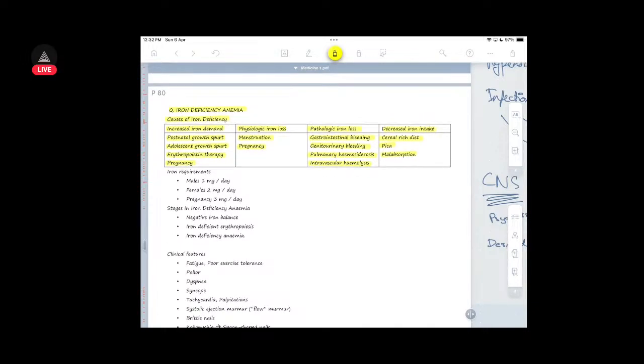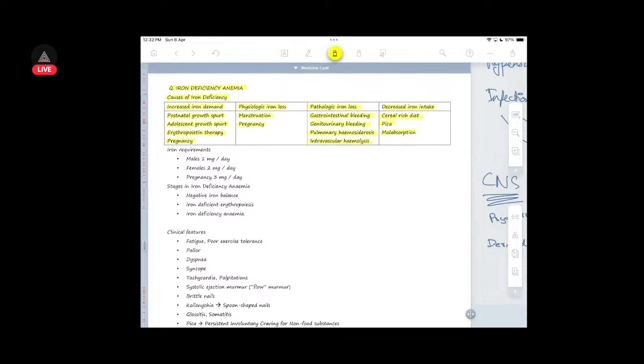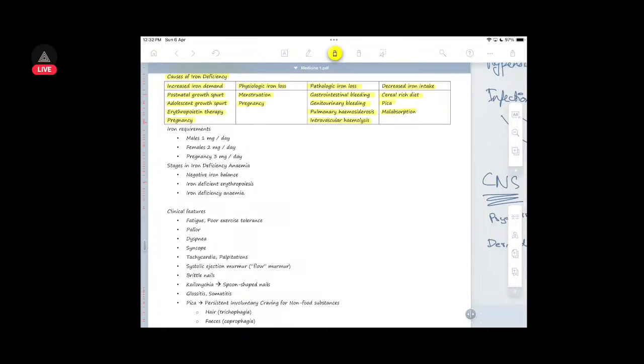So increased demand, of course, during growth and pregnancy. Physiological iron loss, menstruation and pregnancy. Pathological iron loss, which is GI bleeding, urinary bleeding, hemosiderosis, hemolysis of any kind. Then decreased intake, which is cereal rich diet, pica, and malabsorption. So requirements: in male it is 1 mg per day, female it is 2 mg per day, pregnancy it is 3 mg per day. Very easy to remember.